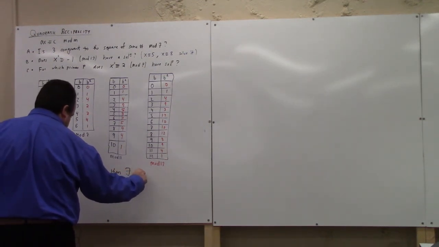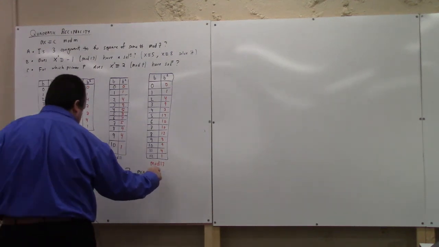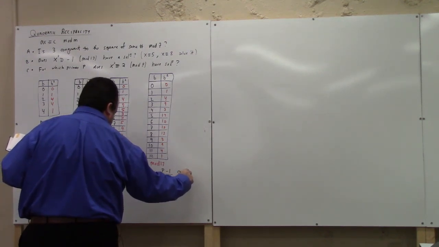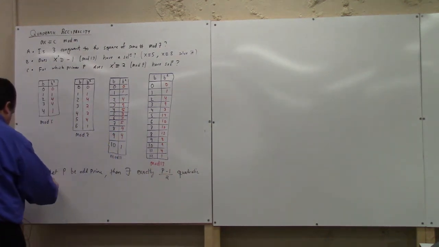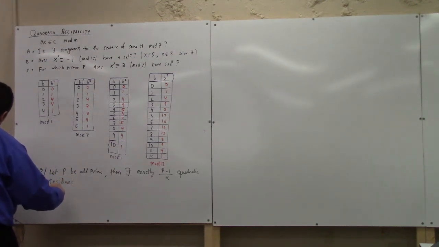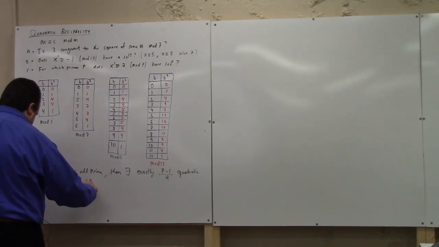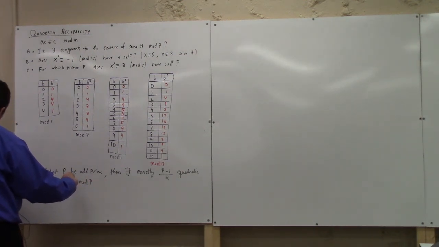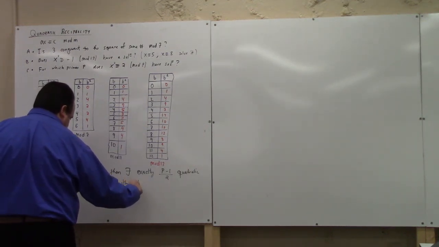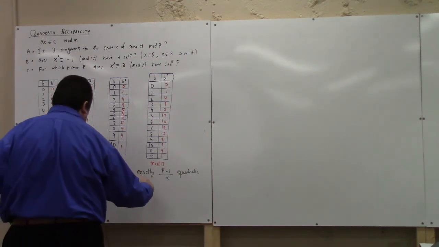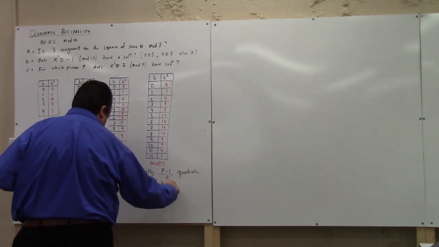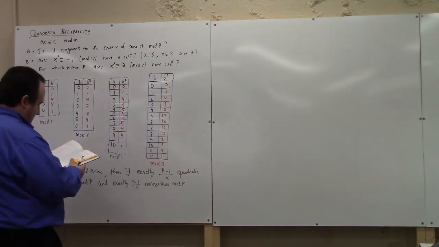Then there exist exactly (p minus 1) over 2 quadratic residues mod p, and exactly (p minus 1) over 2 non-residues mod p. All right.